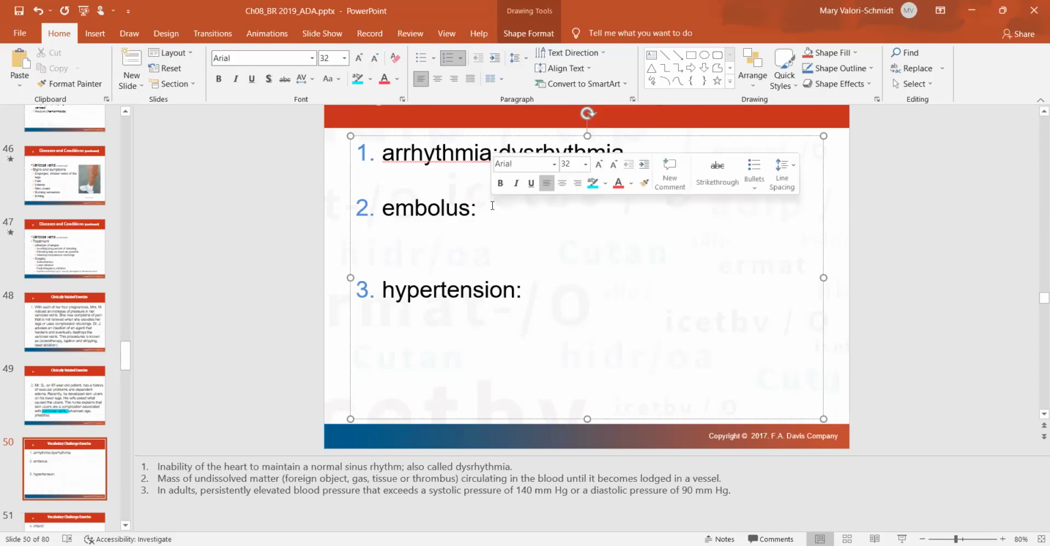Embolus. What is an embolus? A blood clot. Yeah, it can be a blood clot. It can be an air embolus. It can be a fat embolus. So basically it's something foreign. It's a foreign object that is in your blood, and gets lodged in a vessel. Foreign object in blood vessel.